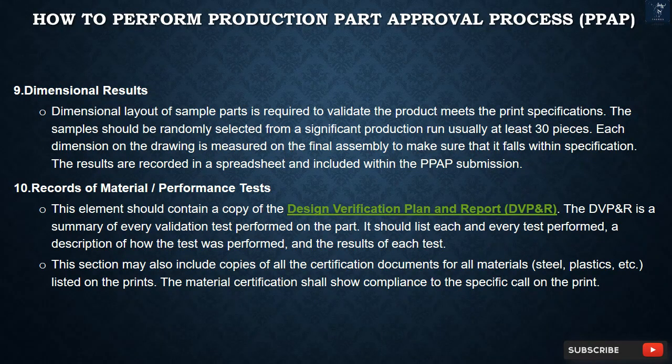10. Records of material/performance tests. This element should contain a copy of the design verification plan and report, DVP&R. The DVP&R is a summary of every validation test performed on the part. It should list each and every test performed, a description of how the test was performed, and the results of each test. This section may also include copies of all the certification documents for all materials, steel, plastics, etc., listed on the prints. The material certification shall show compliance to the specific call on the print.